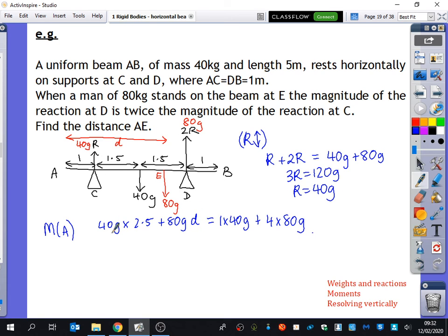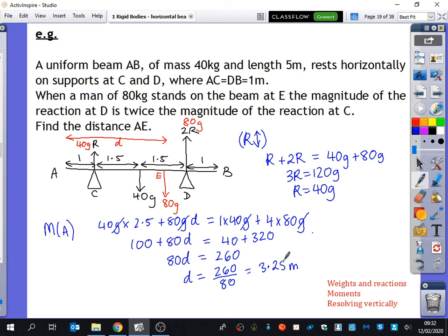So if you want to, you could cancel G, which is why we like to leave G in as much as possible. So this is 40 times 2.5. That's 100 plus 80D equals 40 plus 320. So 80D is 260. So D is 260 divided by 80, which is 3.25. 3.25 meters, okay?